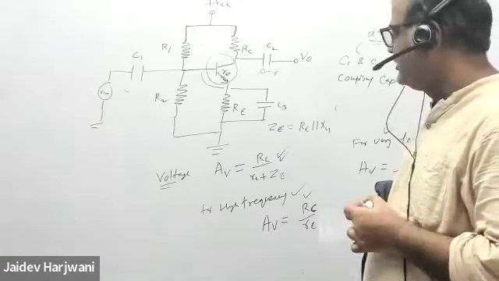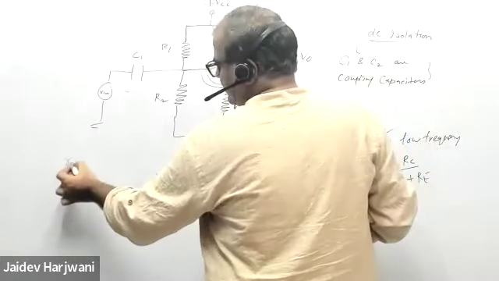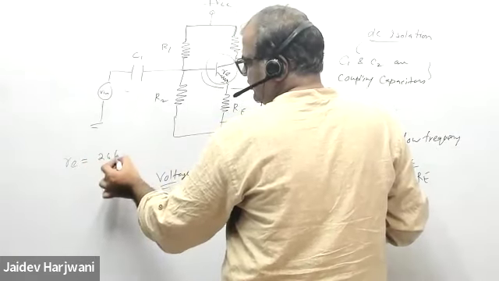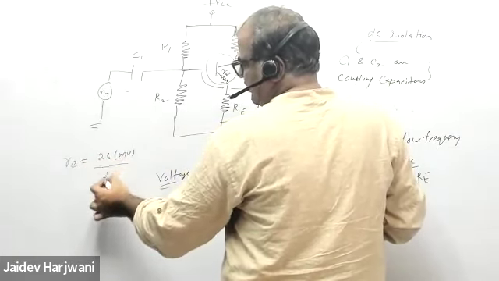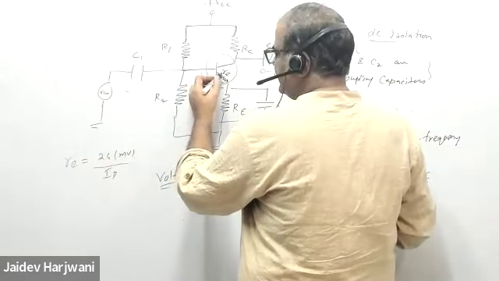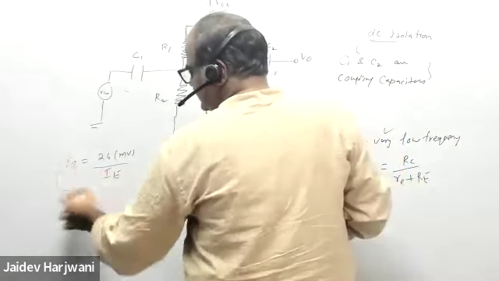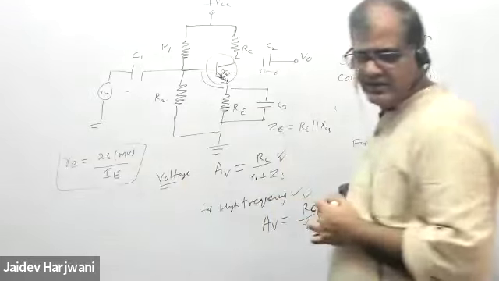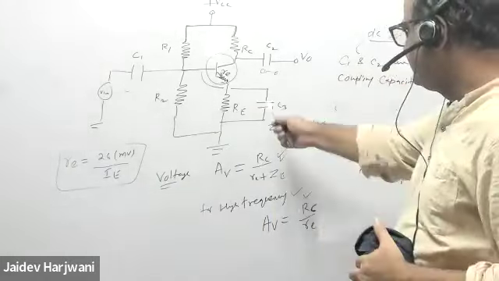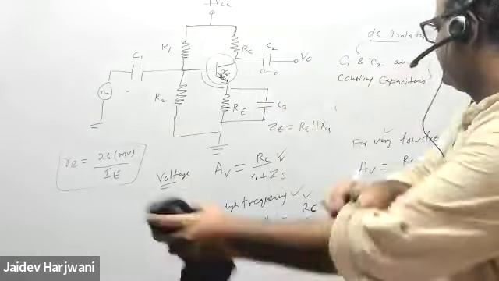Okay. And do you remember the formula for re? It is 26 millivolt, or you can say 25 millivolt, divided by the current flowing through the diode. In the case of the transistor, that current is IE. This is the formula for re. So this way we can find re, and if RC is given, I can directly find the gain.